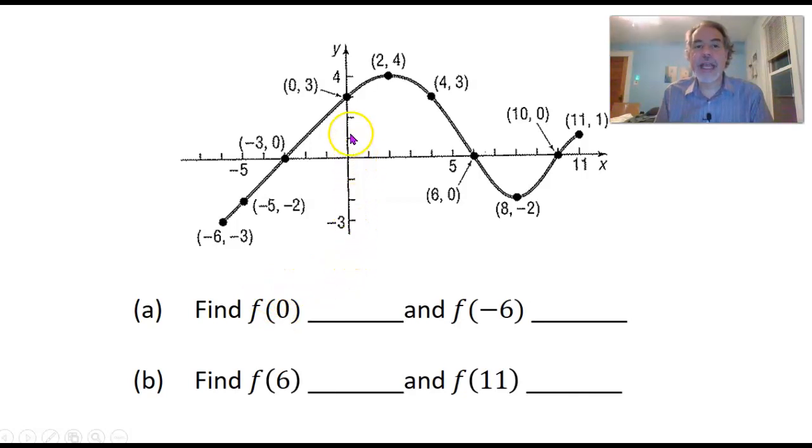the graph with 0 for its x-coordinate would be this point right here. So the y that goes with it, the f of 0, is 3. What about f of negative 6? So now we're looking for the point on the graph where the x-coordinate is negative 6. And then the y-coordinate would be f of negative 6, which is negative 3. Now see if you can do these next two. What is f of 6? 0. What is f of 11? 1.